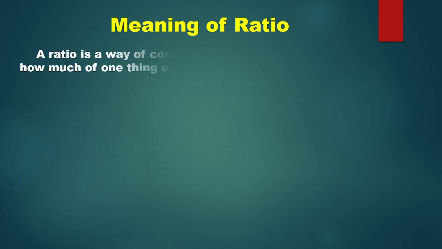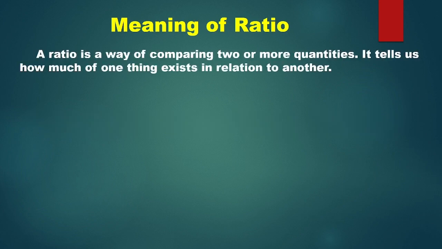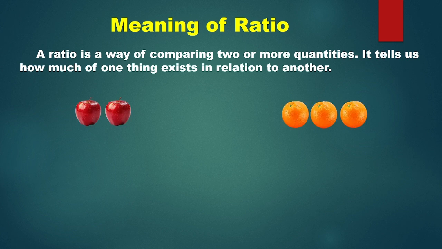What is a ratio? A ratio is a way of comparing two or more quantities. It tells us how much of one thing exists in relation to another. Let's take, for instance, a basket of fruits that contains apples and oranges. I tell you that for every two apples I take from that basket, I will take three oranges.